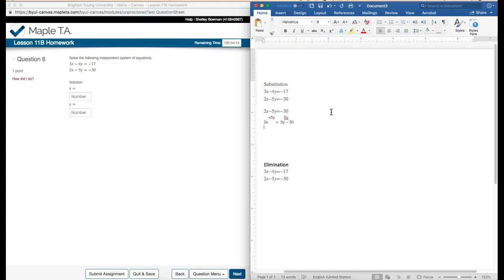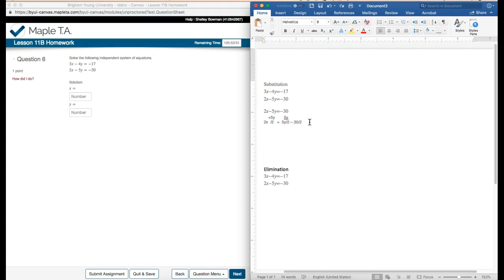To continue solving for x, I need to divide both sides by, or every single term is another way to think of it, by 2. That keeps this consistent. Divide this by 2. Divide this by 2.